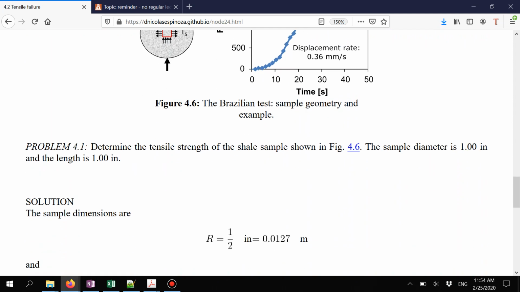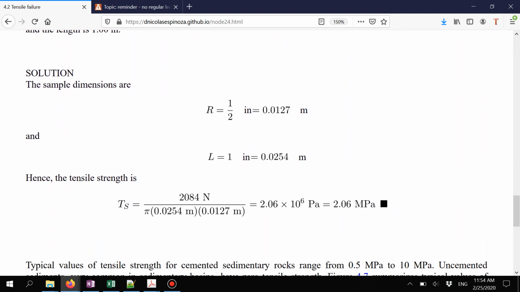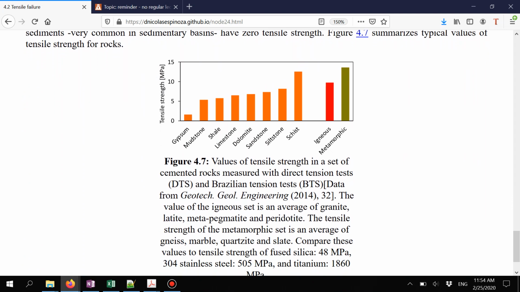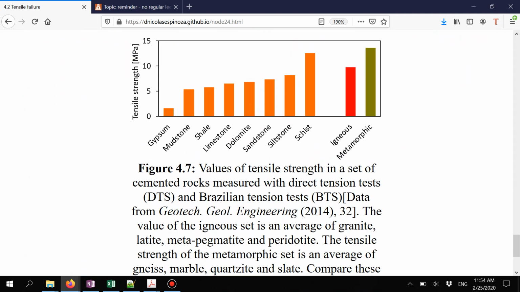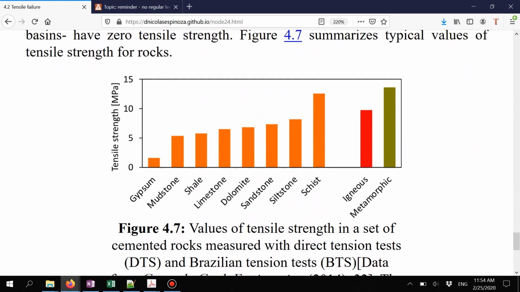And just to finish, here you have one example to determine the tensile strength. I also have a nice plot about typical values of tensile strength of rocks. In orange, we have sedimentary rocks, in red an average for igneous rocks, and in green an average for metamorphic rocks. In general, sedimentary rocks have a much lower tensile strength than igneous and metamorphic rocks. I'm not plotting sand, but we know that unconsolidated sand has no tensile strength at all. So we also have materials with no tensile strength.